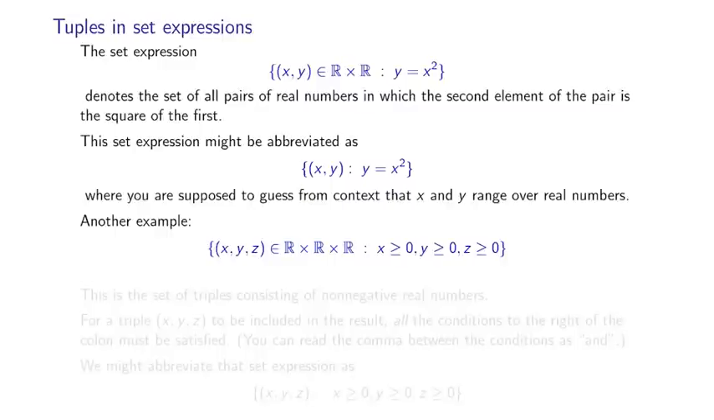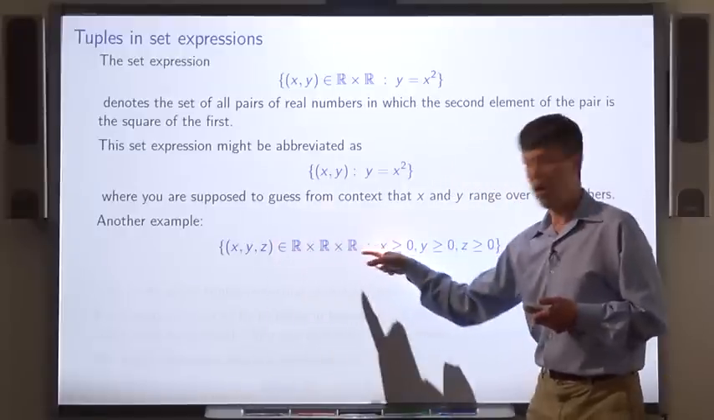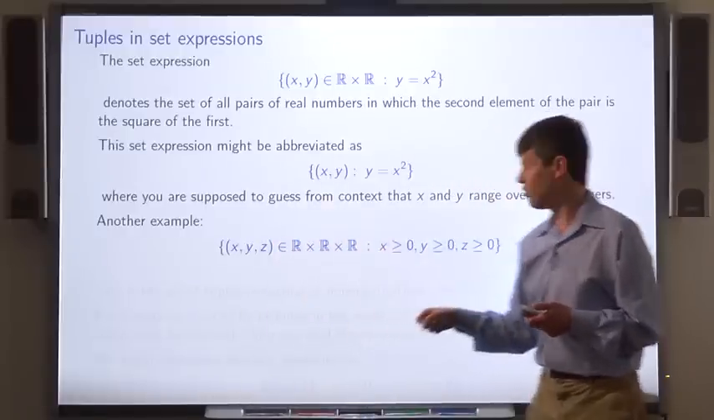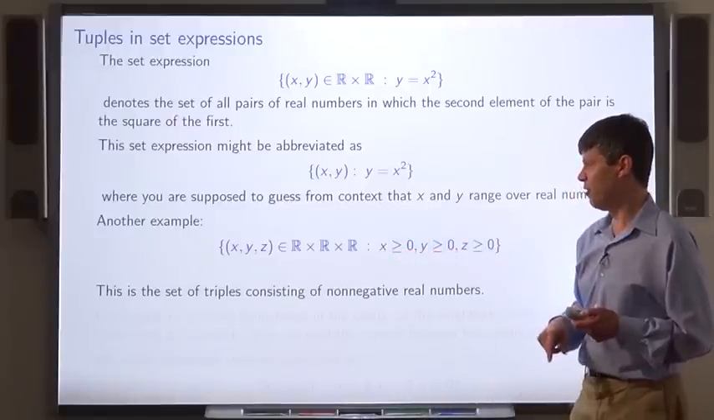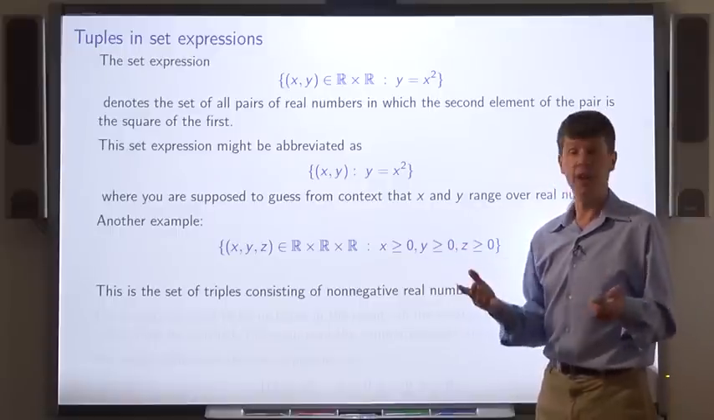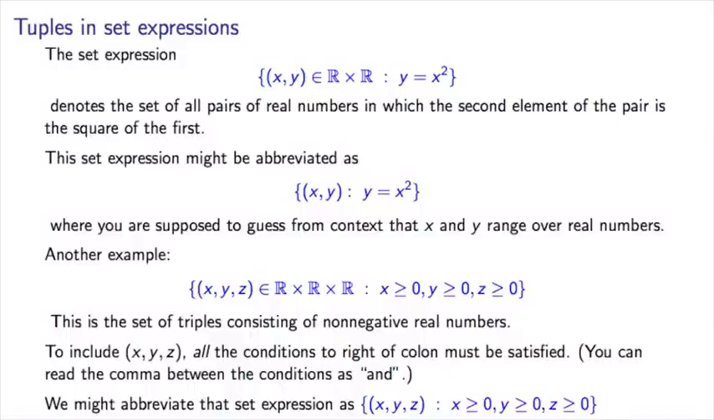Here's another example. The set expression tells us that the set consists of all triples x, y, and z, where x, y, and z are elements of the real numbers, such that x is greater than 0 and y is greater than 0 and z is greater than 0. That is, it's the set of all triples of non-negative real numbers. You're supposed to interpret the comma here as an "and." All the conditions on the right have to be satisfied for the triple to belong to the set. And as before, we might abbreviate that by leaving out this part and write it in this way.